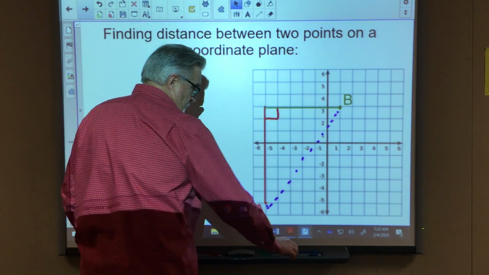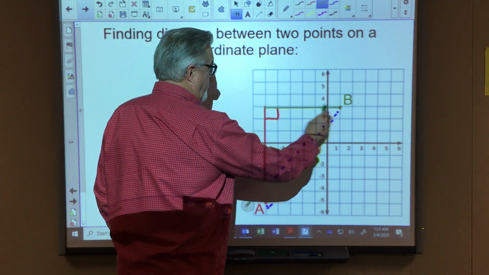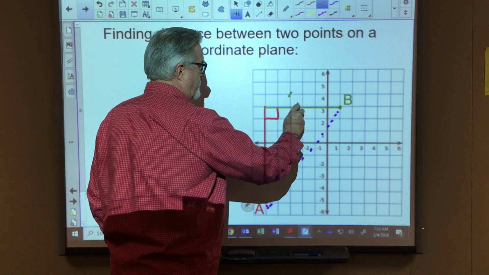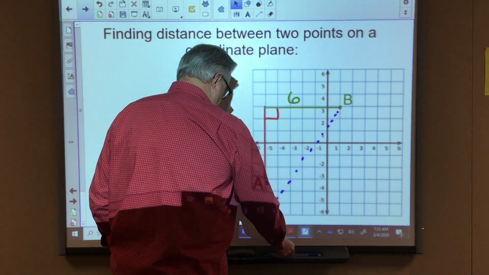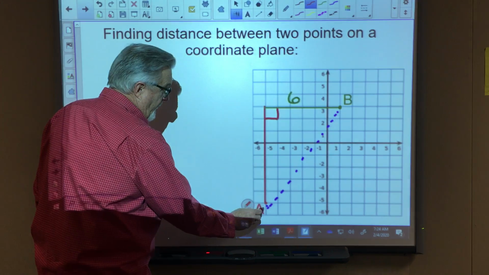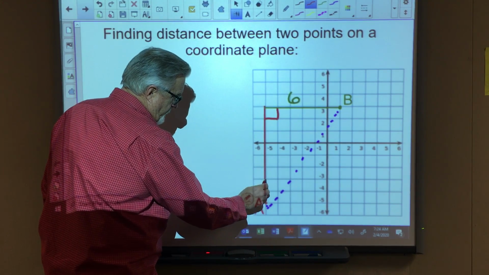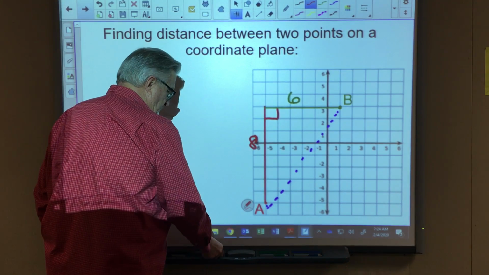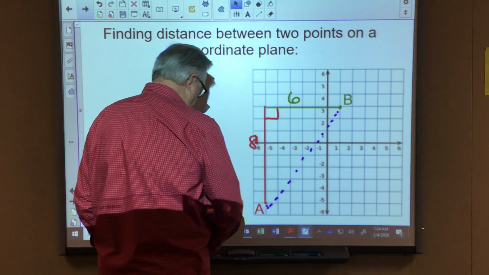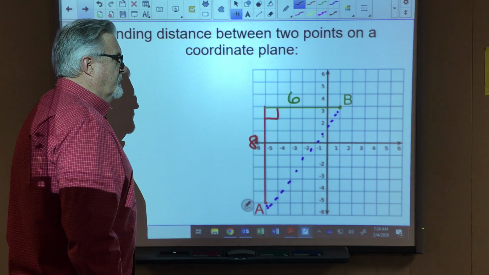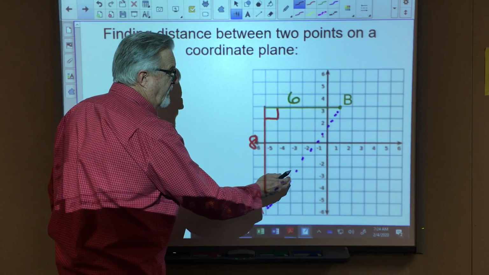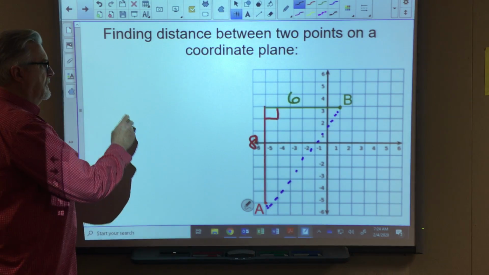So if I count the steps in between B and the intersection, it'd be 1, 2, 3, 4, 5, 6. So that's a distance of 6. If we look at the distance between A and the intersection, that would be 1, 2, 3, 4, 5, 6, 7, 8. So we have legs on our right triangle of 6 and 8. So we can plug that in, find the hypotenuse, which in reality will be the distance between A and B.